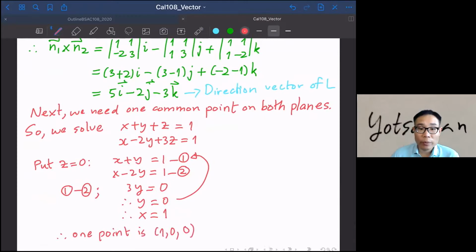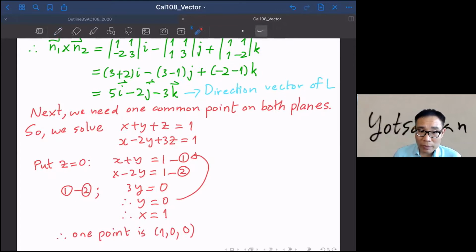And the thing that you may try will be if you plug in x equal to 1, y equal to 0, and z equal to 0, it satisfies the first plane. And when you have x equal to 1, y equal to 0, z equal to 0, it also satisfies the second plane. Okay, so you need only one common point.